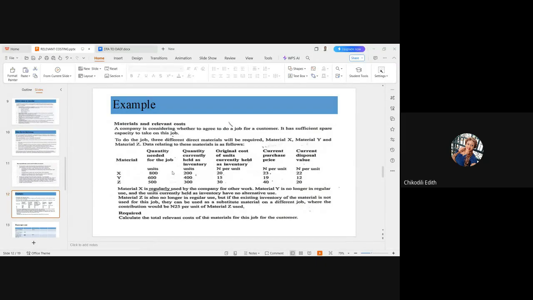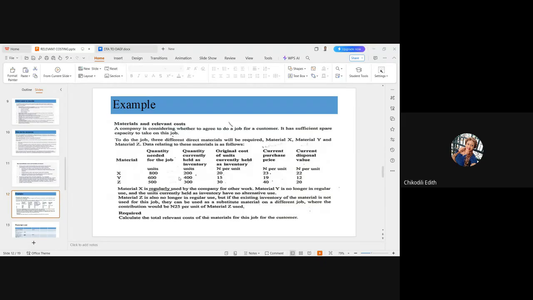Material X is in regular use by the company for other work. Material Y is no longer used. It's no longer in regular use, and the units currently held as inventory have no alternative use.